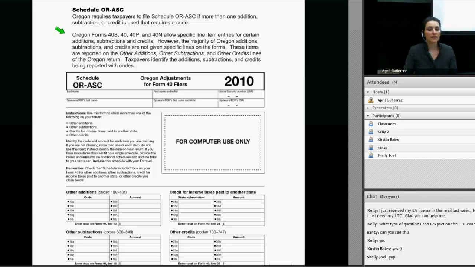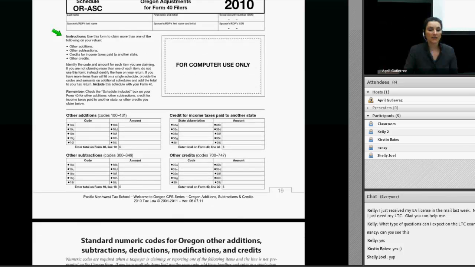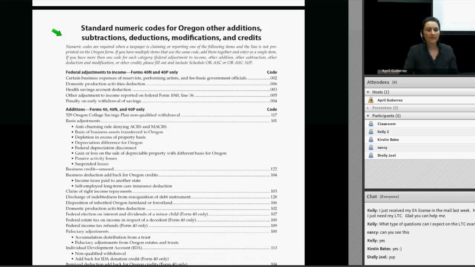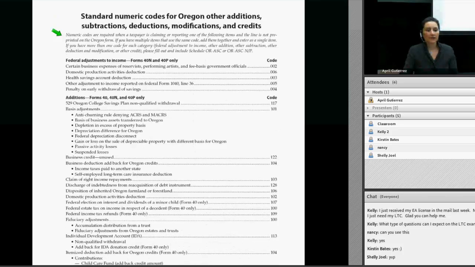Now, Oregon's Form 40S, 40, 40P, and 40N allow specific line item entries for certain additions, subtractions, and credits. However, the majority of Oregon additions, subtractions, and credits, the vast majority, are not given specific lines. And that is the purpose of this form, is to address those. Now, here is a summary, and Oregon doesn't put this in the instructions as a summary, but I use it as a summary because it in effect really shows you how many possibilities there are.